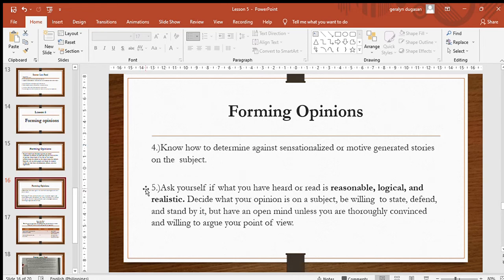And finally, number 5, ask yourself if what you have heard or have read is reasonable, logical, and realistic. And then decide what your opinion is on a subject. Be willing to state it, defend it, and stand by it. But have an open mind unless you are thoroughly convinced and willing to argue your point of view. Keep your opinion to yourself until you are asked for it, or choose to reveal it in a friendly discussion.